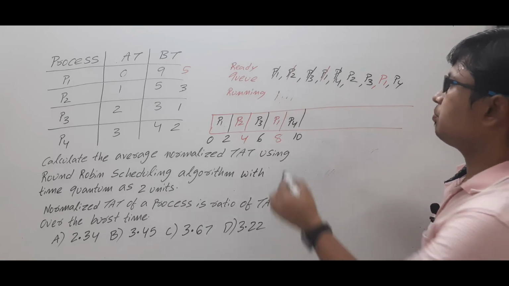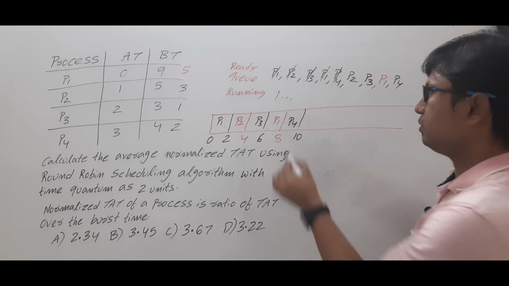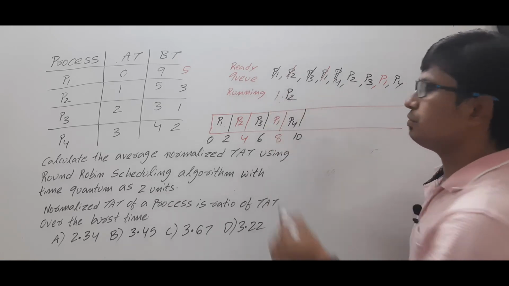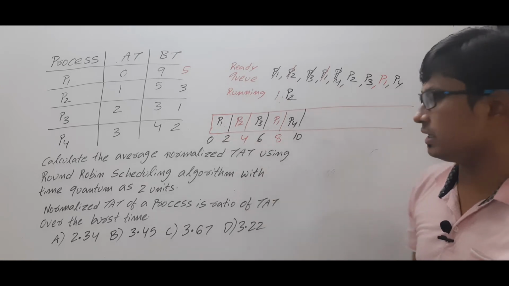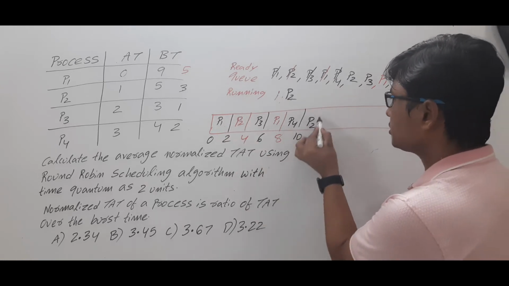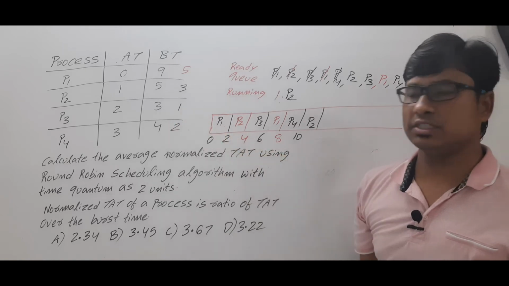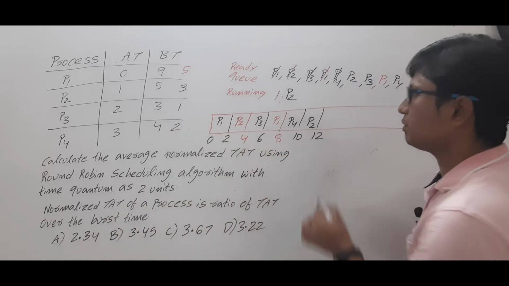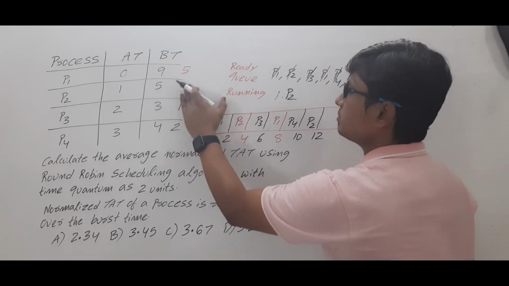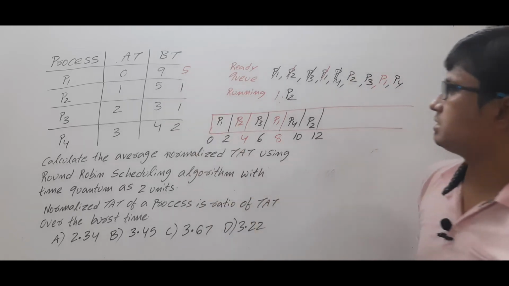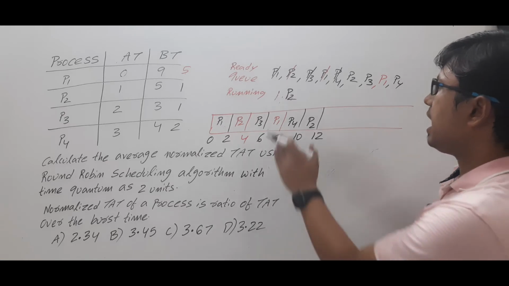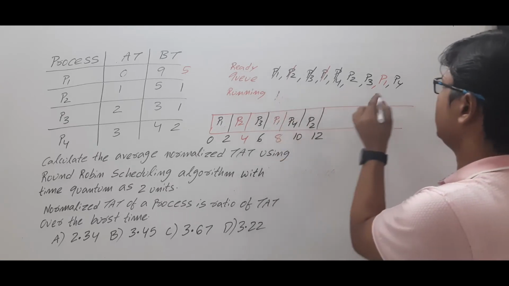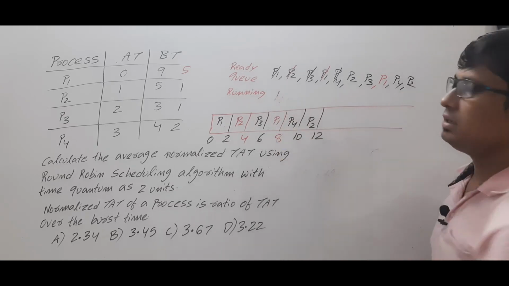Okay, now process P2 is there in the queue, so process P2 will be sent to the running state. Okay, process P2 remaining burst time is 3 units, however the time quantum is 2 units, so it will run for 2 units. Its remaining burst time is 1 unit. Is it clear? Are you able to understand? As it has the remaining burst time, it will go back again to the ready queue.